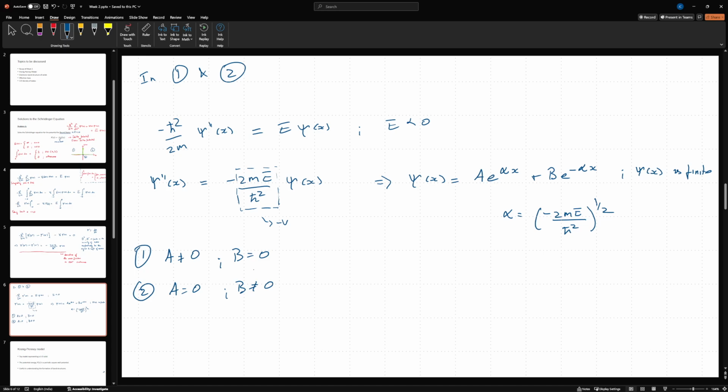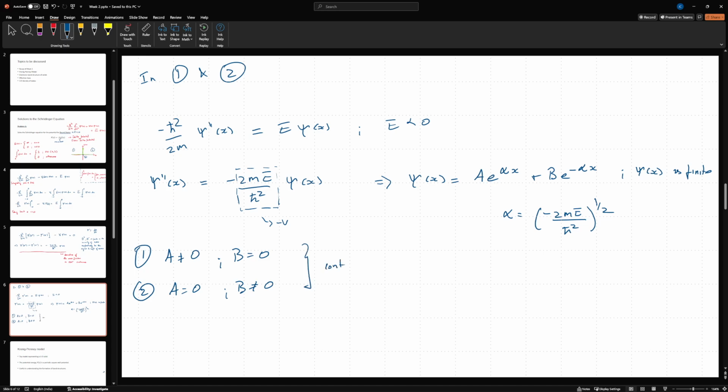Now what are the values of a and b? How do I find that out? The answer is actually very simple. Psi of x is continuous. So the derivative of psi is not continuous, but psi of x itself is continuous. So psi of x has to be continuous at x equal to 0.